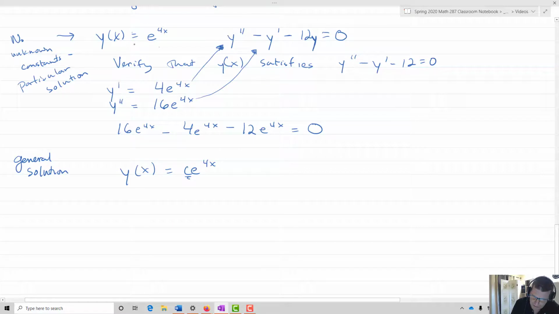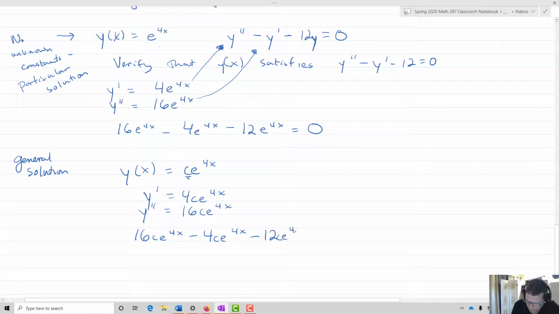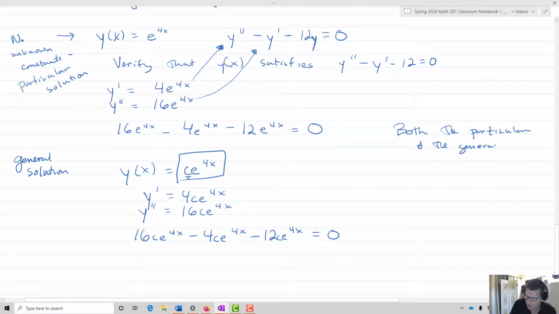Okay, so what we do is we'll take the derivative. First derivative is going to be y prime equals 4ce to the 4x. Y double prime is going to equal 16ce to the 4x. And when we plug it back into the differential equation, we're going to get 16ce to the 4x minus 4ce to the 4x minus 12ce to the 4x, because that's our y. And that, you'll see, is also equal to 0. Right? So both the particular and the general solution are solutions to the differential equation.